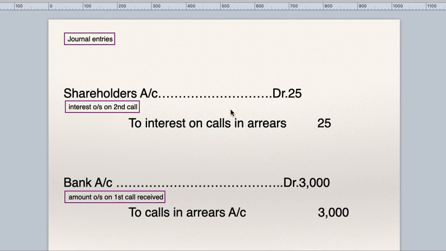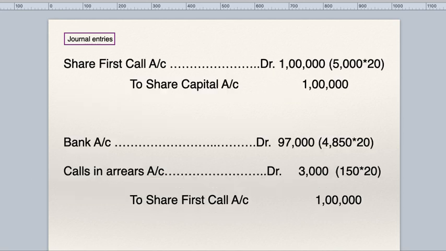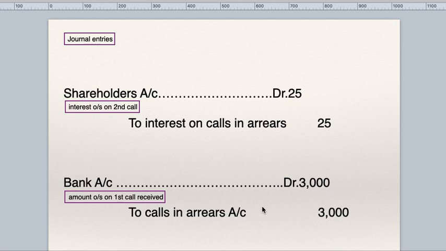Now, this first call money they received with final call, and that amount was 3,000. Bank account debit to calls in arrears. So at the time of first call, see here, you have transferred 3,000 to calls in arrears from first call. This calls in arrears was received, so bank to calls in arrears. So calls in arrears account will get closed.